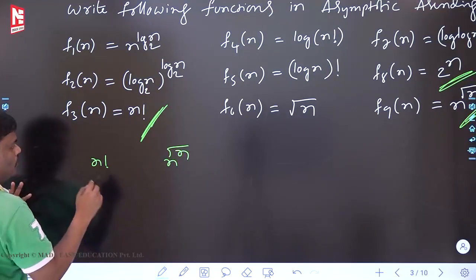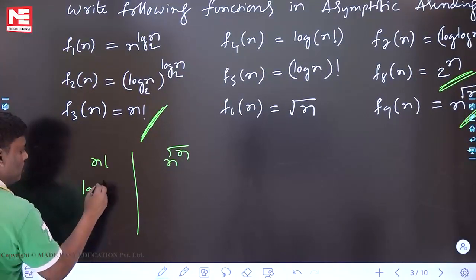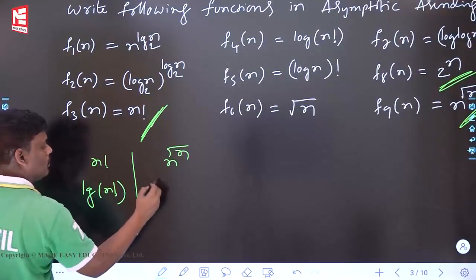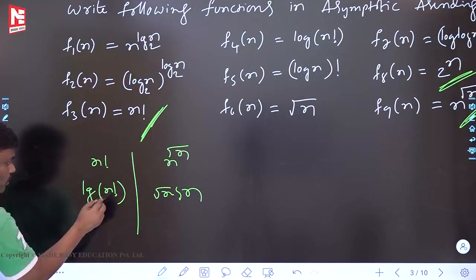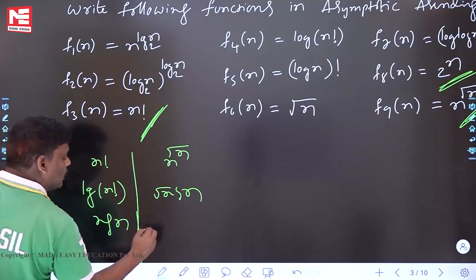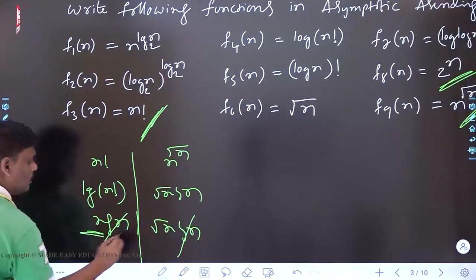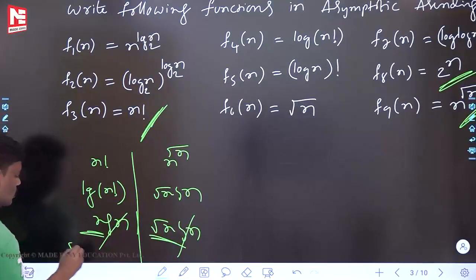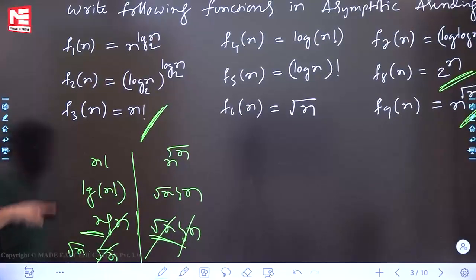Still if you have doubt, between n factorial and n power root n, apply log. If you apply log, log n factorial is n log n, and the other is root n log n. We have done some problems like this already. Log n cancels, so it is going to be n against root n. This n can be written as root n into root n, root n cancels, and what remains is root n.